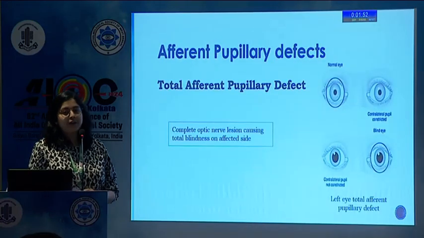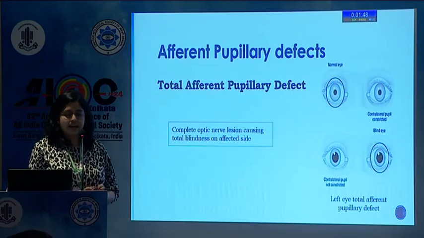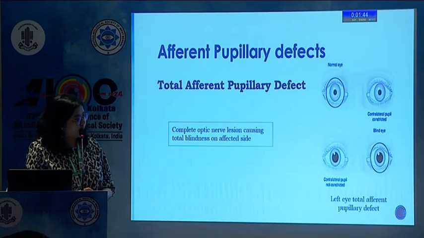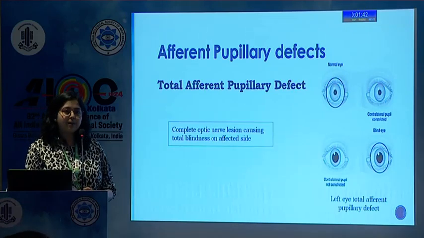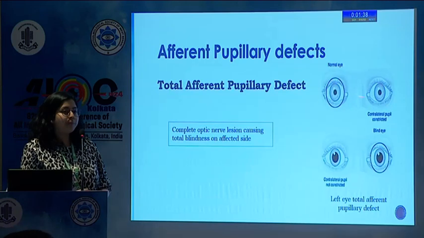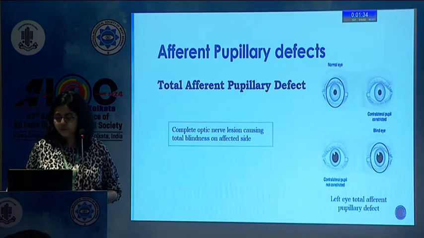Now coming to the afferent pupillary defects, in this both the pupils are usually normal in size. In the total afferent pupillary defect, also known as the amaurotic pupil, there is no light perception in the affected eye. When light is shown on the normal eye, there is constriction of both the pupils, and when light is shown on the affected eye, there is dilatation of both the pupils.